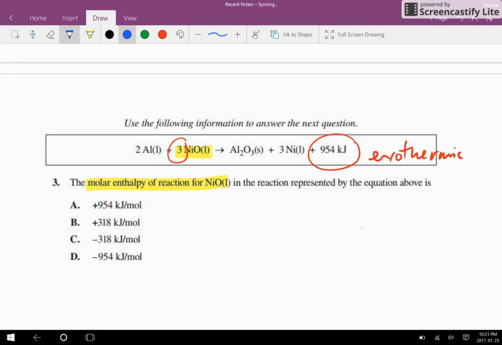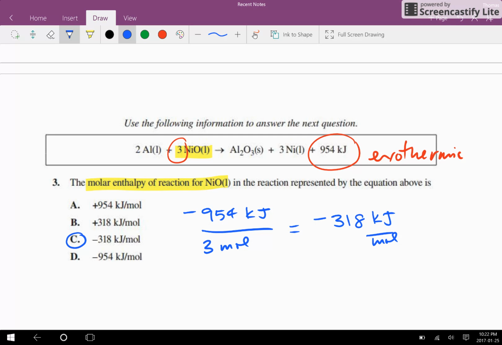If we want the molar enthalpy, we'll need to take this value for the whole reaction and divide it by the 3 moles of the nickel(II) oxide. Now this, you can see, gives us negative 318 kilojoules per mole when we look at the units, and that's exactly what they're asking us. We can also see that these two values could have been eliminated immediately because they're endothermic.